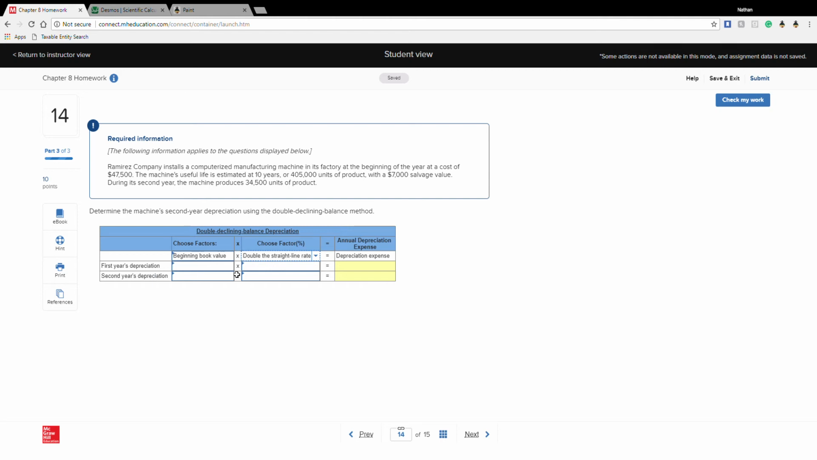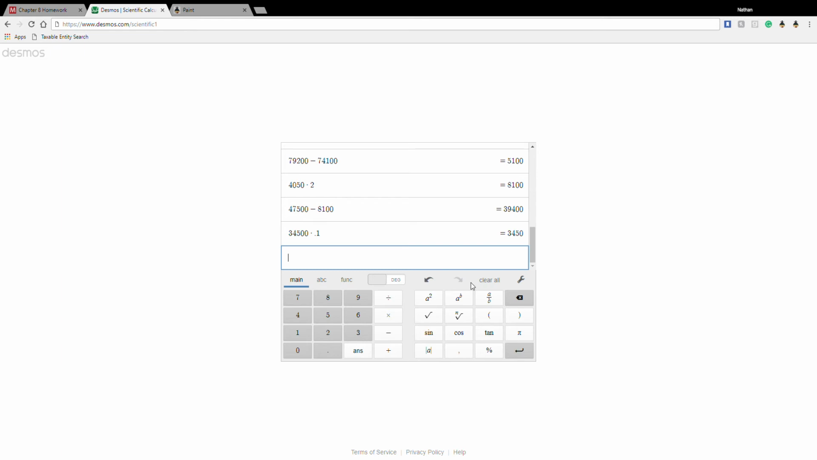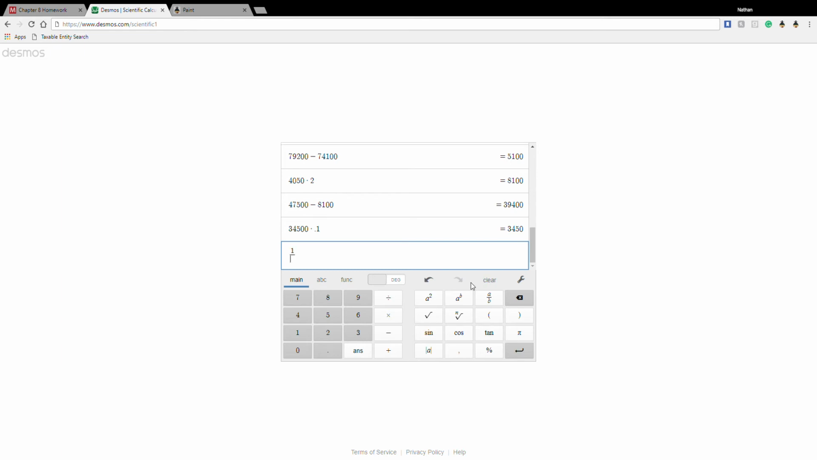Alright, so beginning book value, first year, again, is always the initial cost. Okay, does not compute with salvage value until the end. Remember, we cannot go below salvage value, but we're not doing that. Definitely not in 2 years. Okay, so again, it says about 10. So we're going to take our calculator, go 1 divided by 10, and times that by 2.